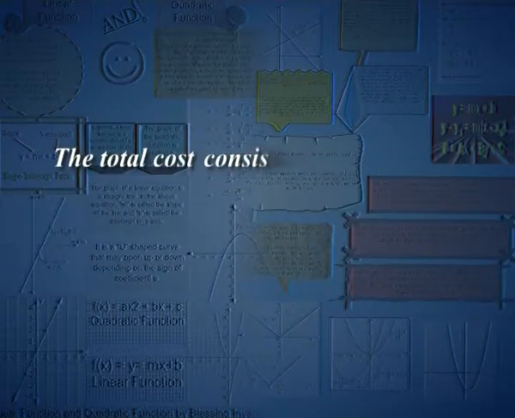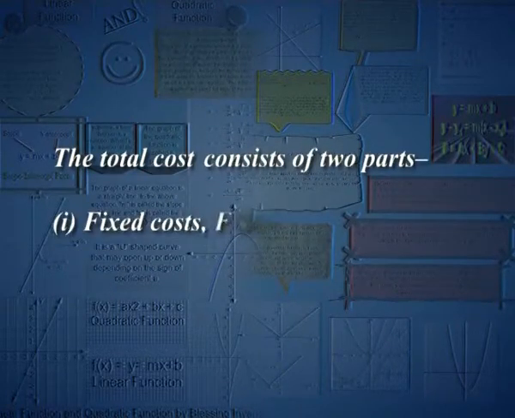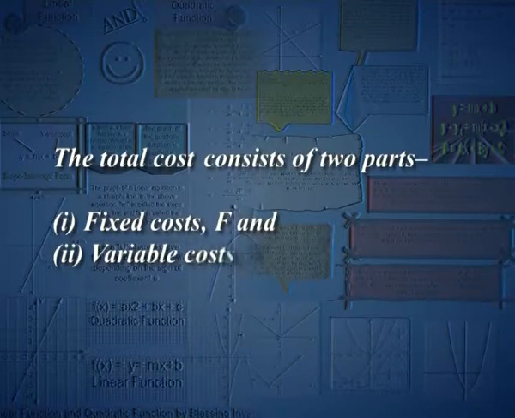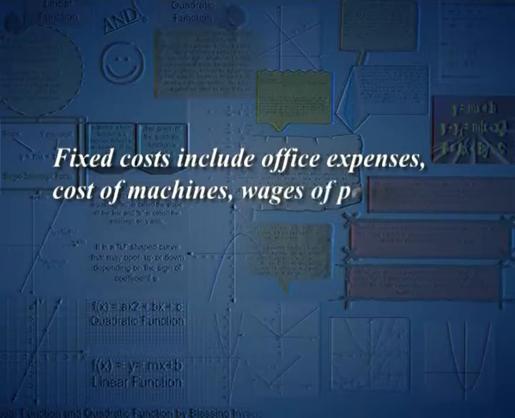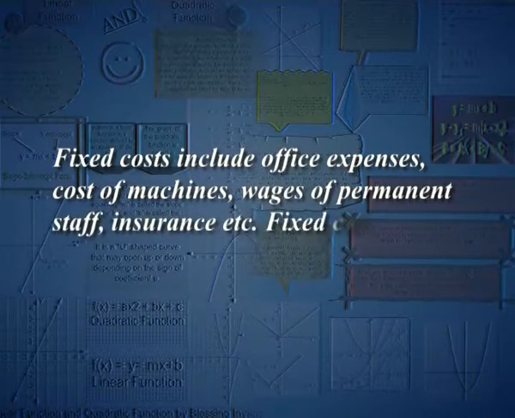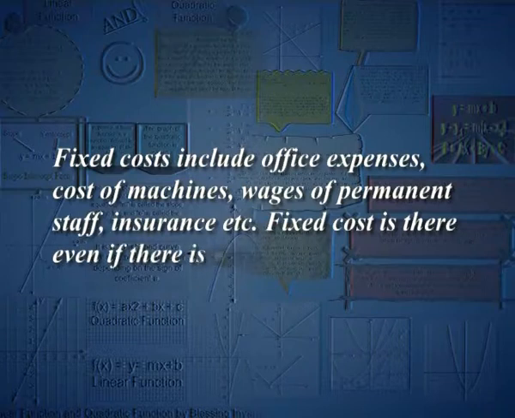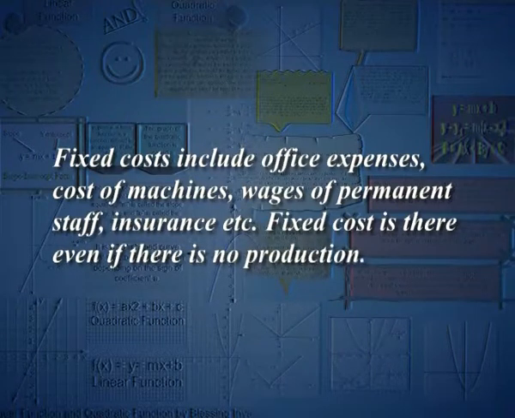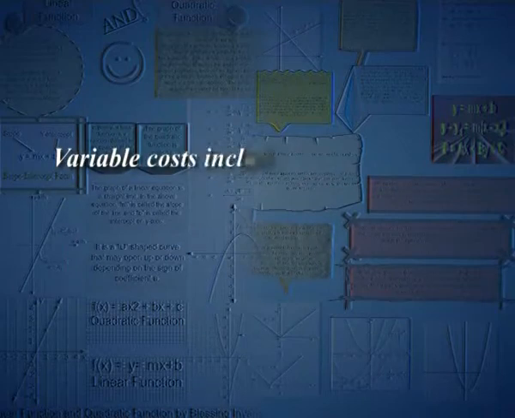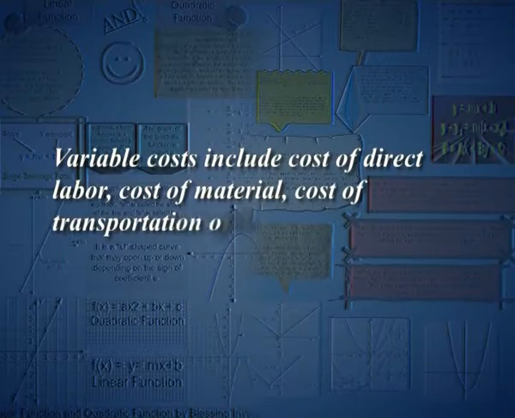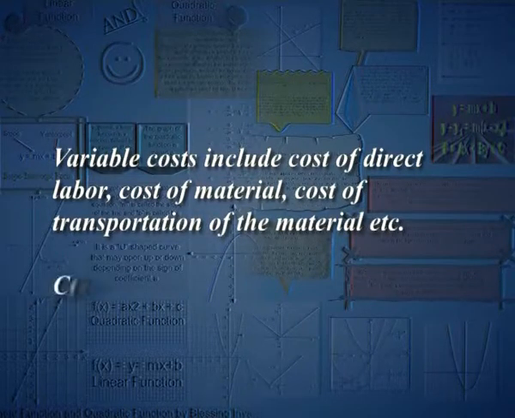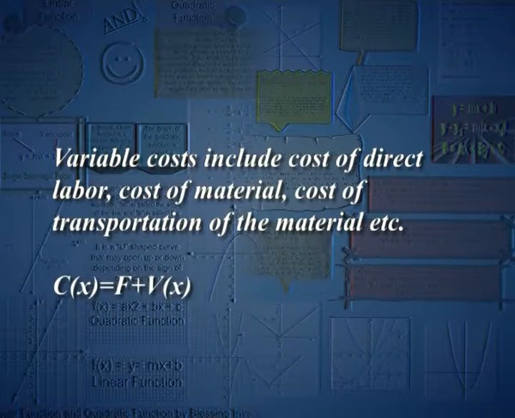The total cost consists of two parts. The first part is the fixed cost, which is given by capital F, and the second part is the variable cost, which is given by V of x. Fixed cost includes office expenses, cost of machines, wages of permanent staff, insurance, etc. Fixed cost is there even if there is no production, whereas variable cost includes cost of direct labor, cost of material, cost of transportation of the material, etc. So in total, the total cost can be given as C of x equals capital F plus V of x.